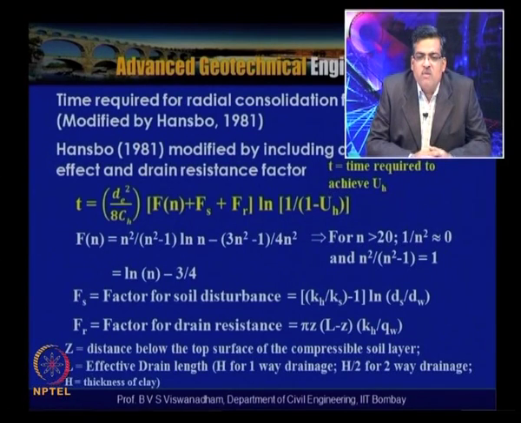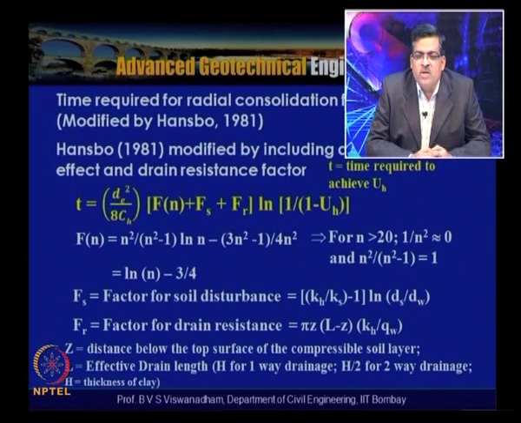F(s) is the factor for the soil disturbance, which is because of the smear, and which is taken care of as (kh/ks - 1) ln(ds/dw). So ds/dw is also called the smearing ratio, that is the diameter of the smear zone divided by the diameter of the well, where s is the smearing ratio, s dash we can say, and F(r) is the factor for the drain resistance. This is because of the possible ill effects due to the affecting of the drain's discharge capacity.